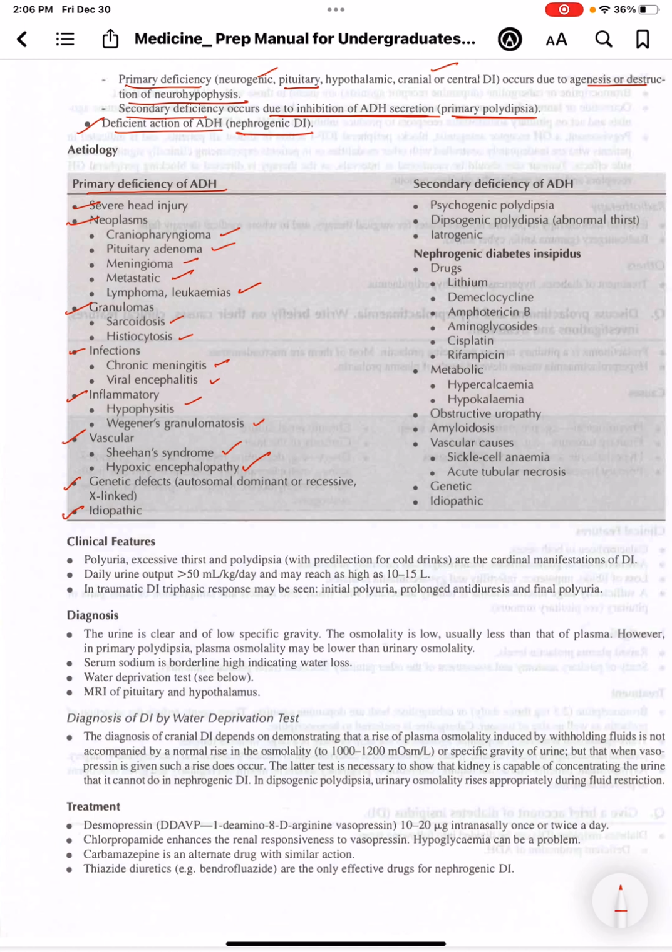So in primary deficiency of ADH, all the causes are related to the brain. We can see severe head injury, that is injury to the brain, and neoplasms, which are all neoplasms of the brain. Lymphoma and leukemia are others. Granulomas like sarcoidosis, histiocytosis, infections of meninges, encephalitis, inflammation like hypophysitis, vascular Sheehan syndrome that includes the pituitary gland. There can be hypoxic encephalopathy. These are the causes of primary deficiency of ADH.